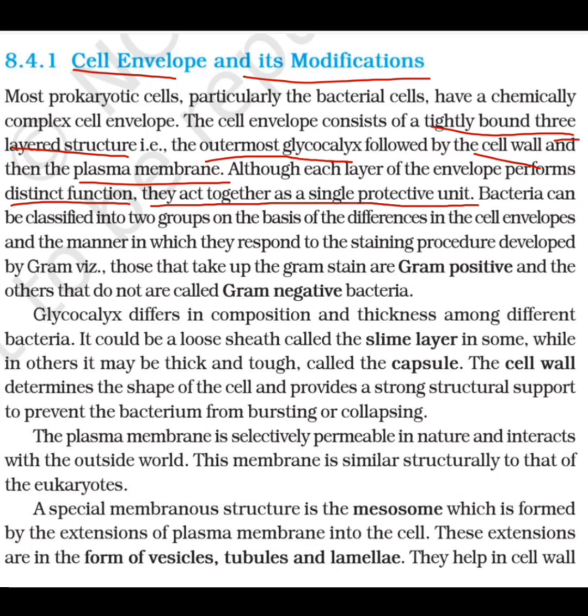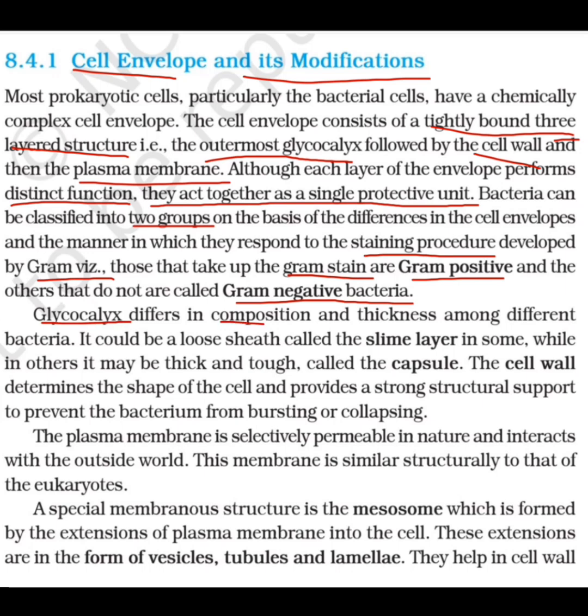Bacteria can be classified into two groups on the basis of the differences in their cell envelopes and the manner in which they respond to the staining procedure developed by Gram. Those that take the Gram stain are called Gram-positive, and the others that do not are called Gram-negative bacteria.